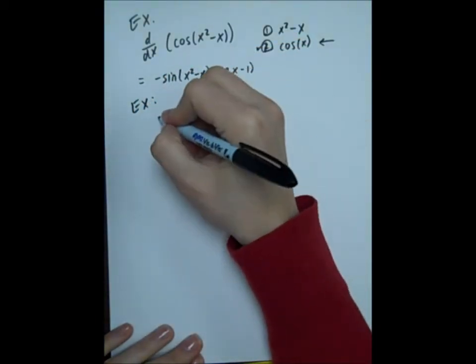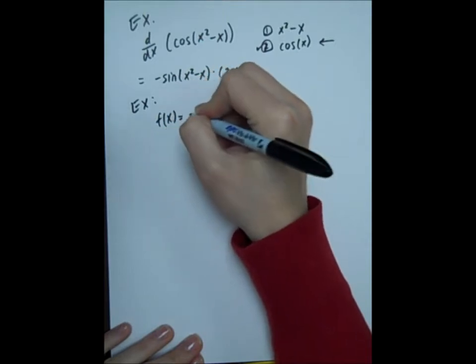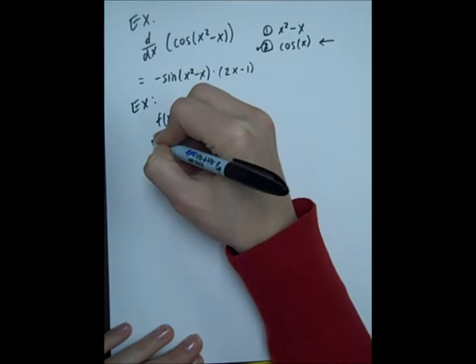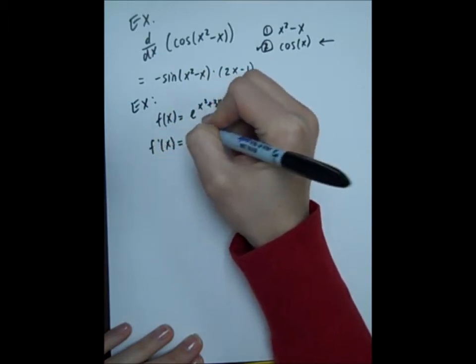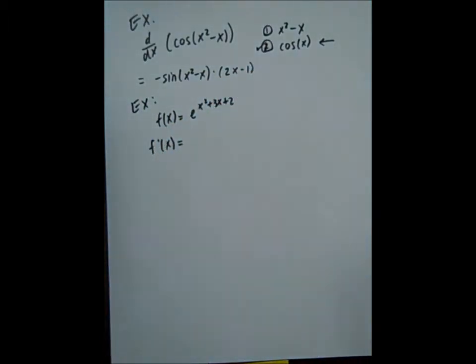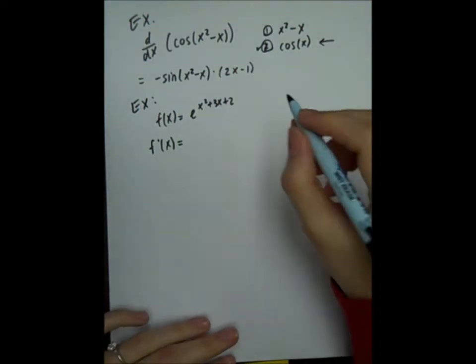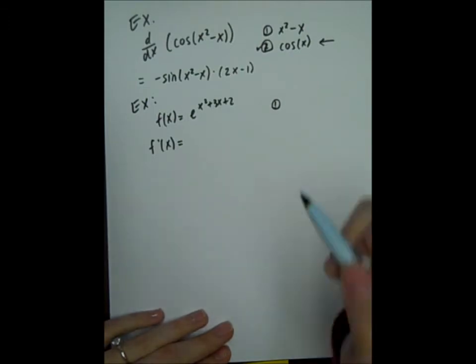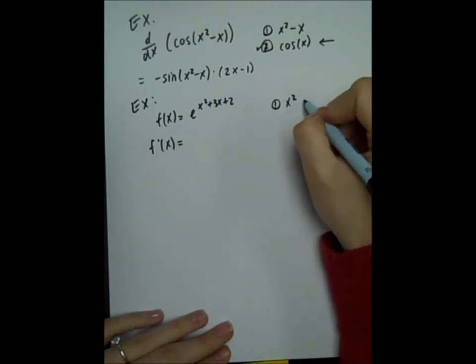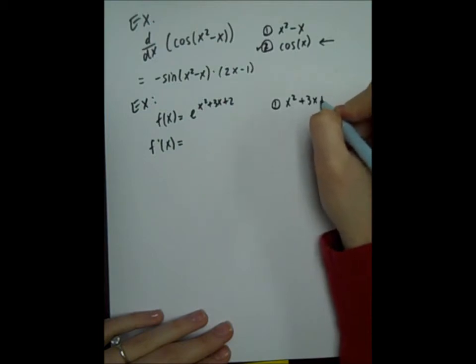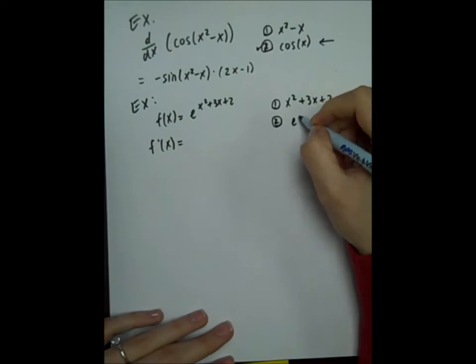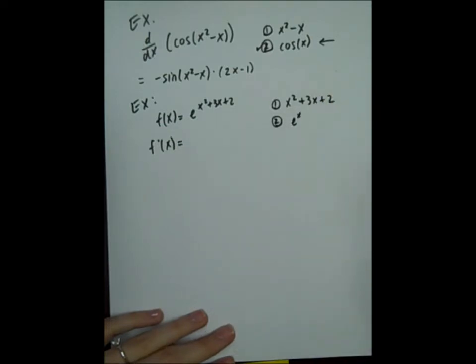Okay, how about f is e to the x squared plus 3x plus 2, and I want to find f prime of x. Again, can I do this directly? No, we only know the derivative of e to the x, not e to a polynomial. So if I was plugging in a number, what's the first thing I would do? I would calculate the number squared plus 3 times that number plus 2. Next, I would raise e to that power.